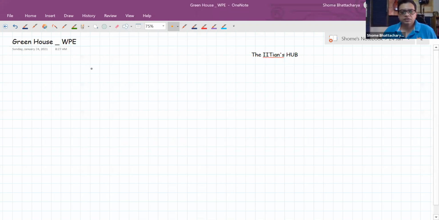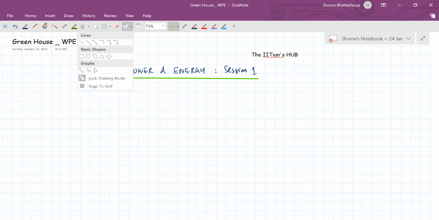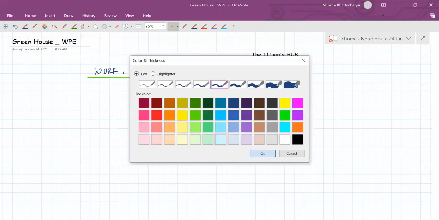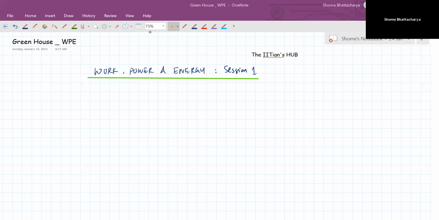So we will be starting with the next chapter today, which is work, power and energy. So we'll start with the most basic definition in this chapter. That is the definition of a quantity called work done by a force.